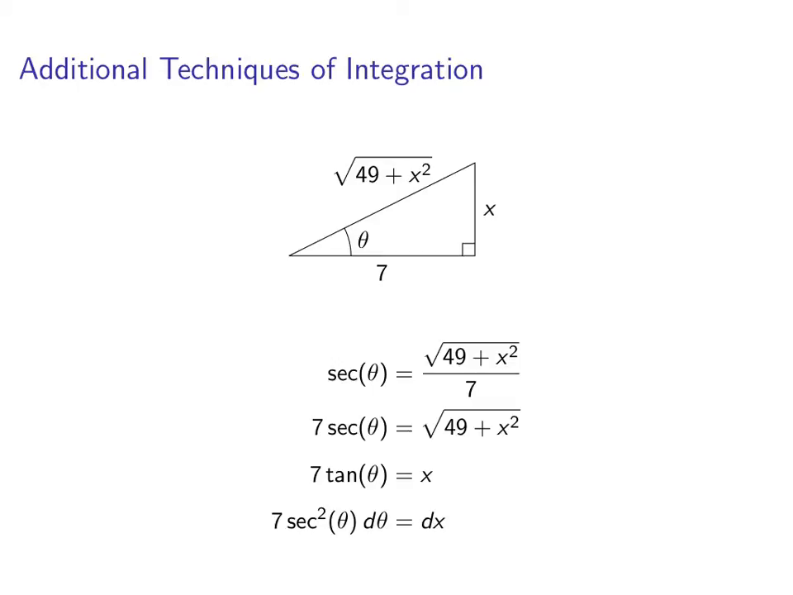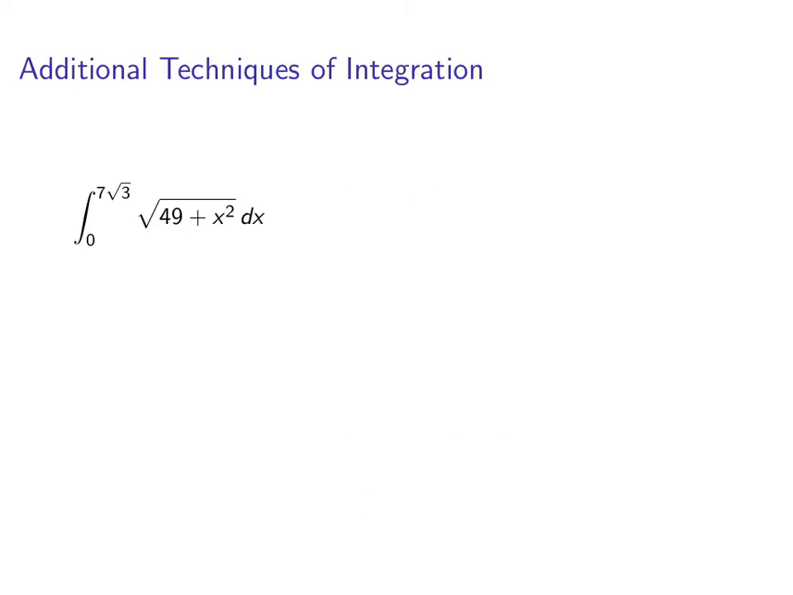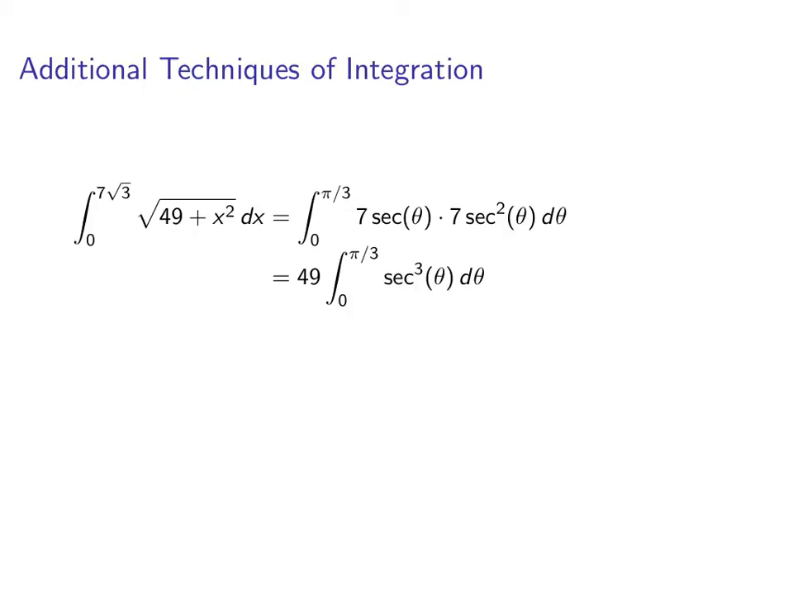Now we can transform the integral. So if we take our original integral, we rewrite it. Keep in mind we've got new limits of integration. They're going to go from 0 to pi over 3. We want new limits of integration so we don't have to go back to the original variable. The square root of 49 plus x squared turns into 7 secant theta. The dx turns into 7 secant squared theta d theta. All right, so the 7 times 7 turns into 49, and then we have secant cubed theta d theta.